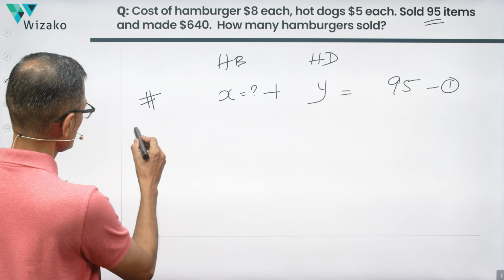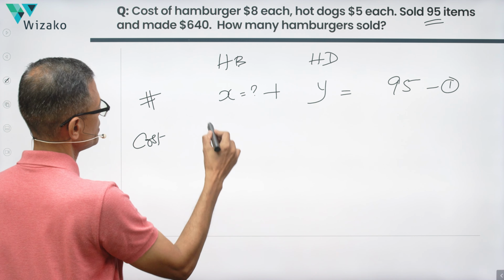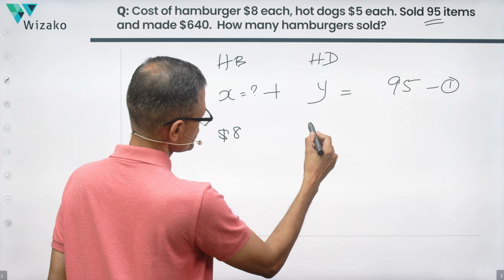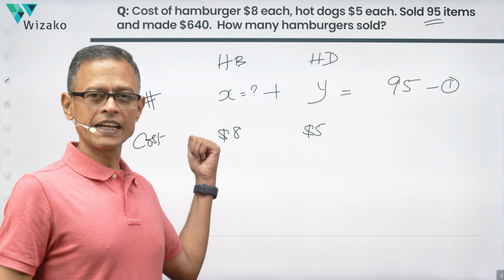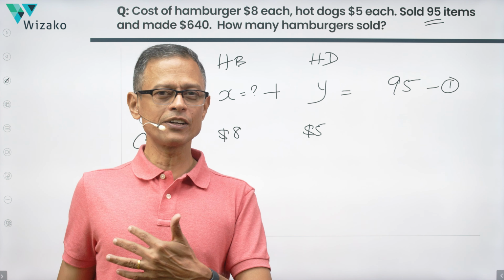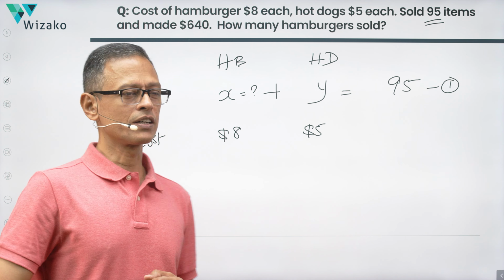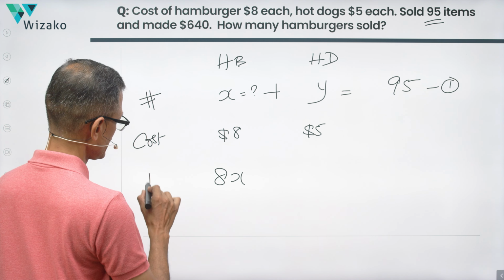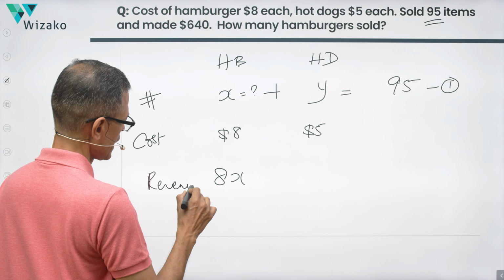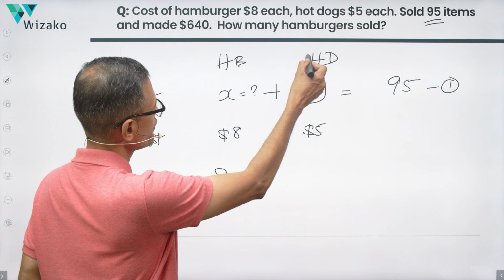How much do they sell it for? The cost of each hamburger is $8. The cost of each hot dog is $5. So they sell one, they're going to fetch $8. They sell 10, they'll get $80. They're selling X of these hamburgers. So they're going to get 8 times X. 8X is the revenue from hamburgers.